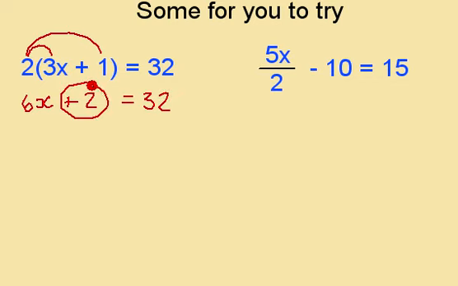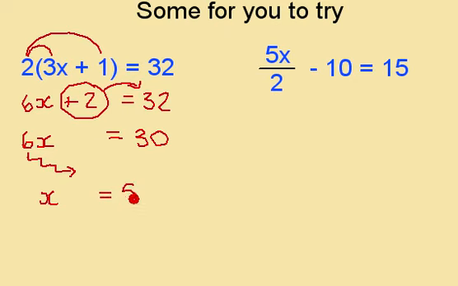Then we're going to float and ping the +2. It's going to become -2, so we've got 6x equals 32 minus 2 is 30. Then the 6 is going to go down the escalator, so we've got x equals 30 over 6, which gives me 5.